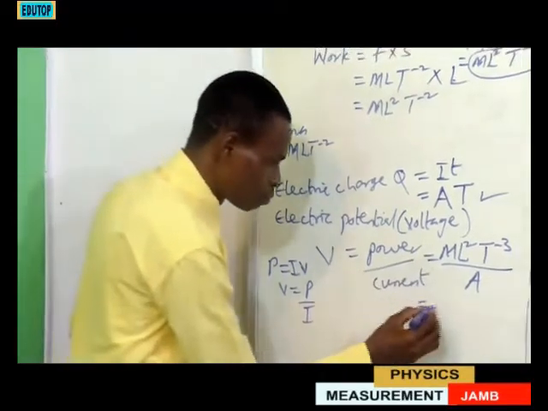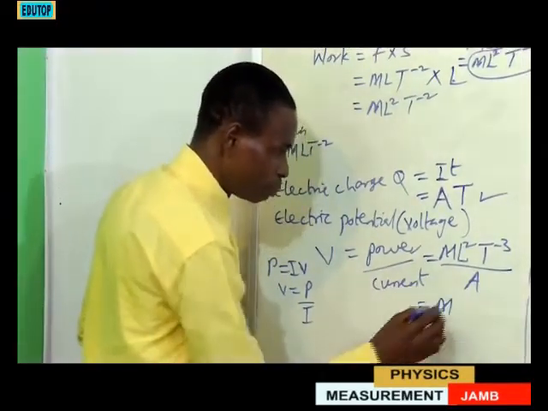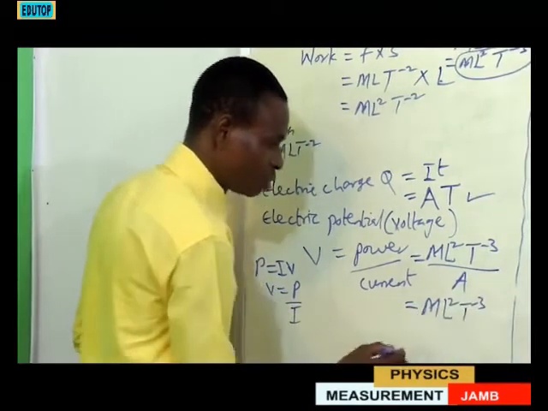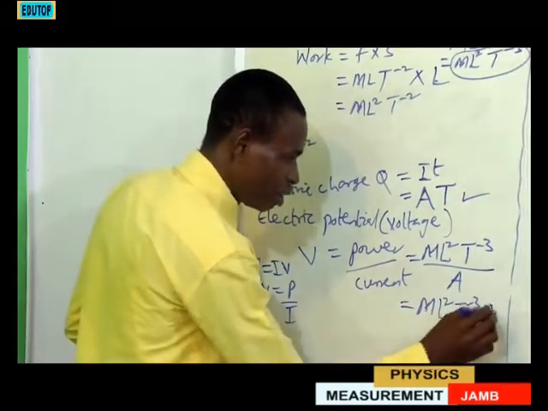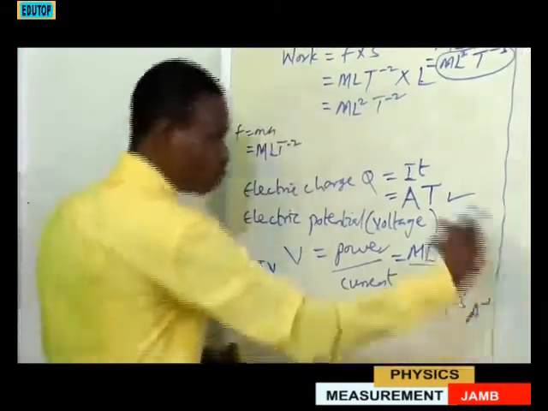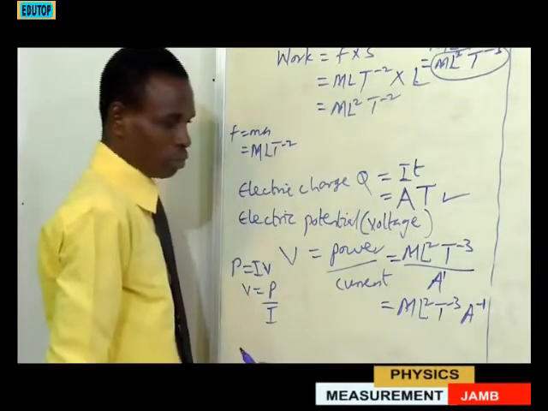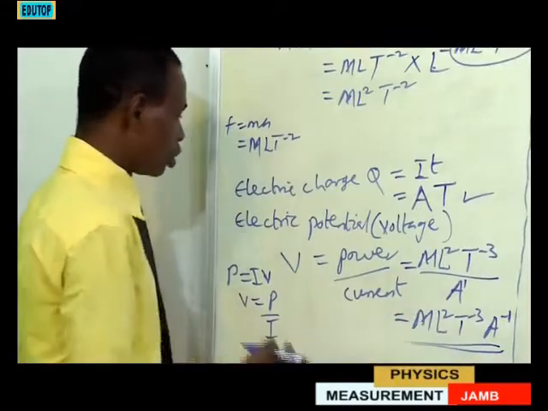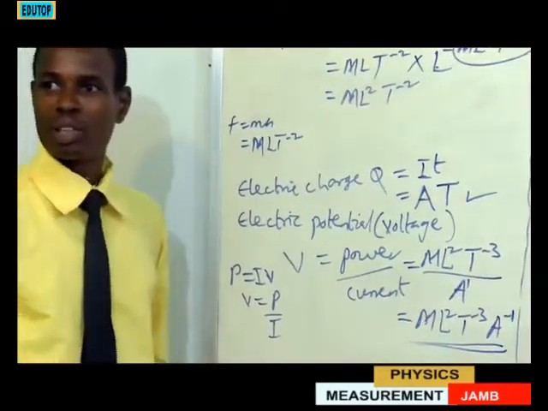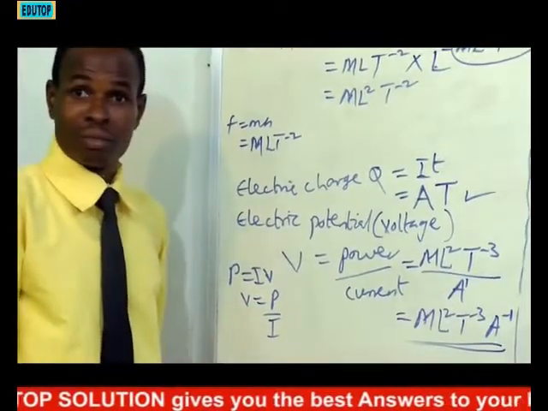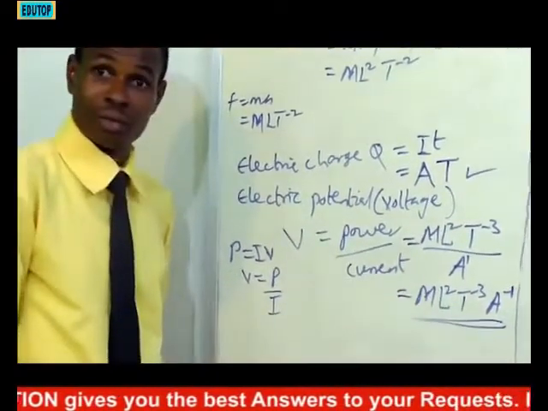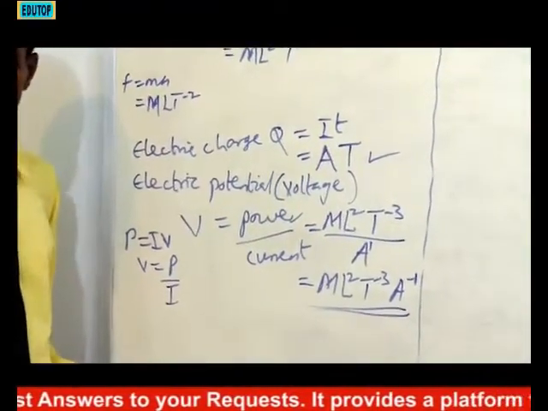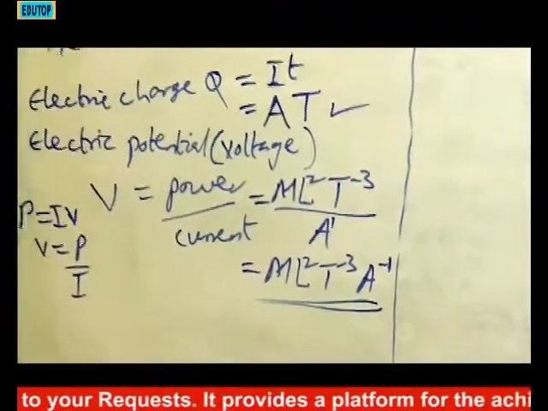So put it together. M, L raised to the power 2, T raised to the power minus 3, A raised to the power minus 1. This is raised to the power 1, by the time it moves down, it becomes minus 1. Can you see that? So what you are having here now is the dimension of electric potential. It looks complex, but it's very simple. So take note of this.